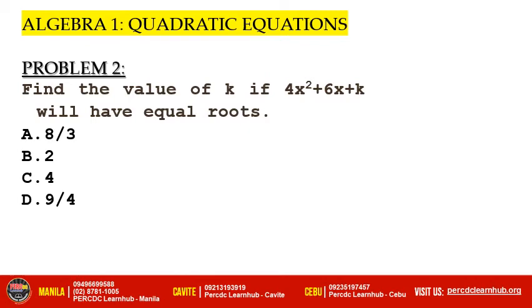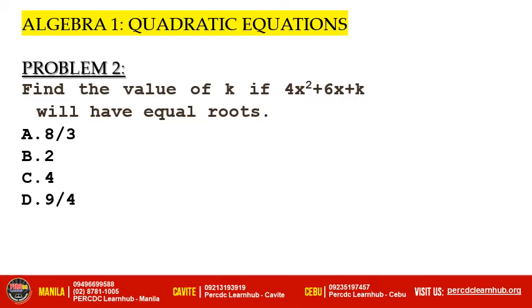Problem number 2: find the value of k if 4x squared plus 6x plus k will have equal roots. A, 8 over 3; B, 2; C, 4; D, 9 over 4. So gawin natin reverse method. Sa reverse method, itong value na nasa choices, isa-substitute natin sa k. And then using mode 5-3 sa calculator, kung sino man yung makapagbibigay ng isang roots lang, isang value lang ng x, ibig sabihin yung dalawang roots niya po ay equal.